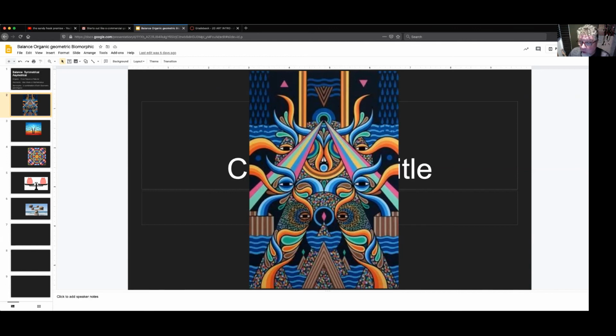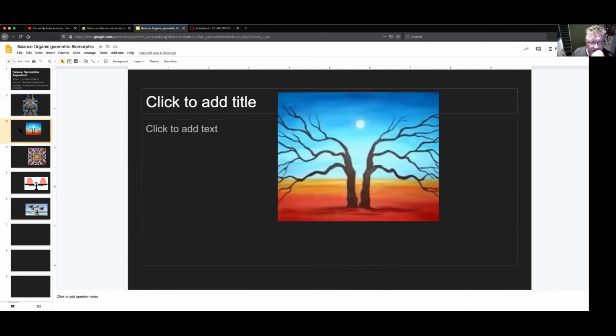Are there organic lines in here? Totally organic. These curves, these waves, these things that to our mind start to look like eyes, those are all organic. So this piece is really a biomorphic piece. If I click on the next piece, is this next piece a biomorphic piece?